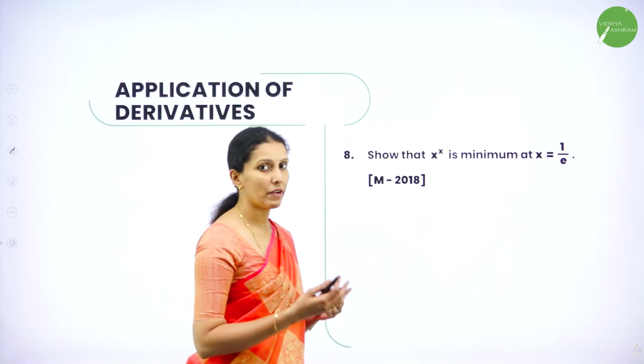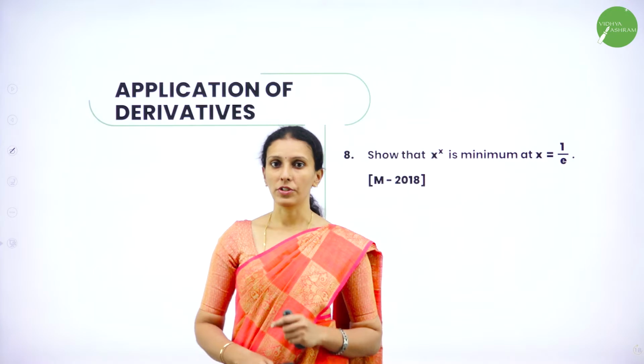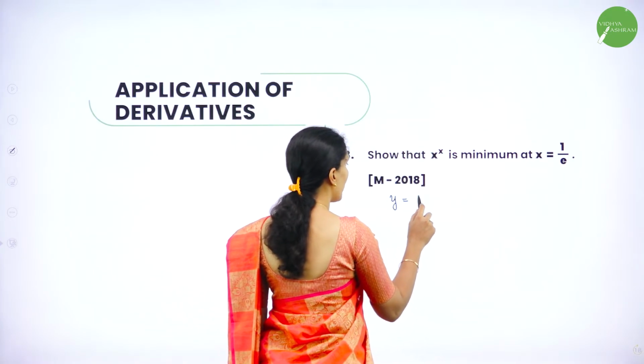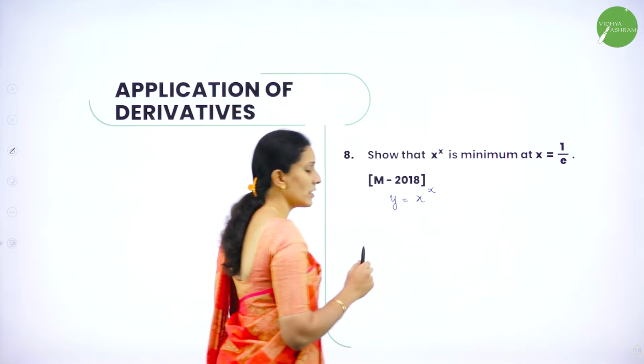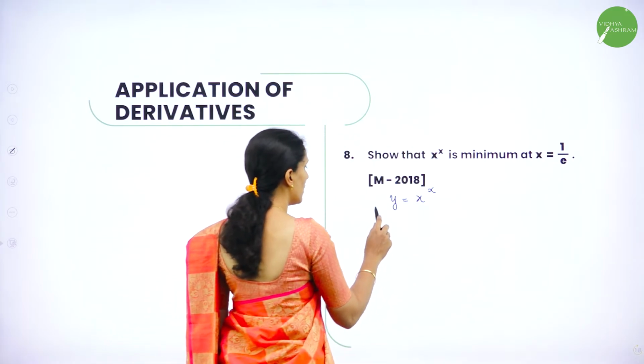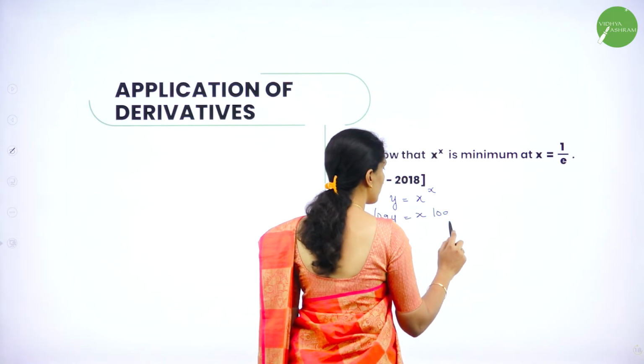If you want to show the given function is minimum, we have to show that the second order derivative is positive. Let's find out. So let y is equal to x to the power x. Since you have a function in the exponential form, you have to apply log on both sides. Then you will get log y is equal to x log x.